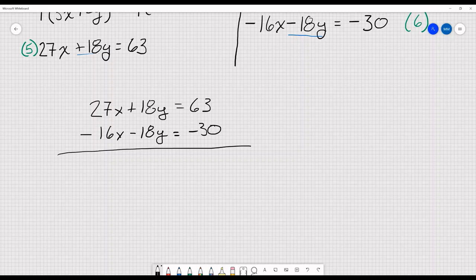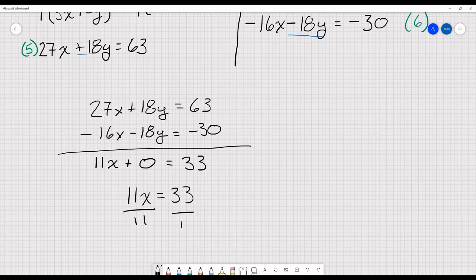In this column, 27 minus 16 gives me a positive 11x, plus 18y minus 18y, the 0 that I wanted. And then take 63 and subtract 30, that gives me 33. I now have 11x is equal to 33. I can divide both sides by 11. I find that x is 3.